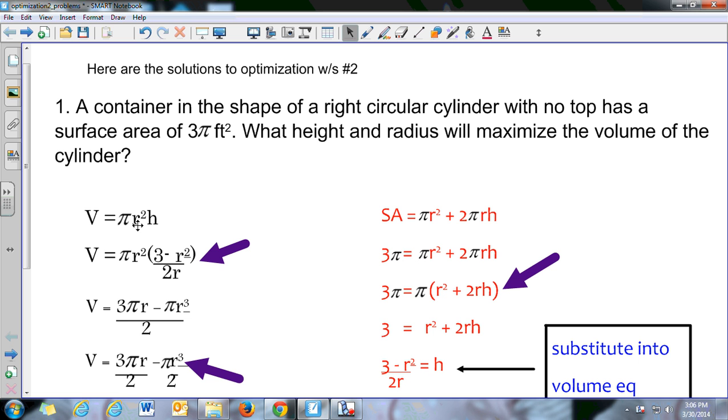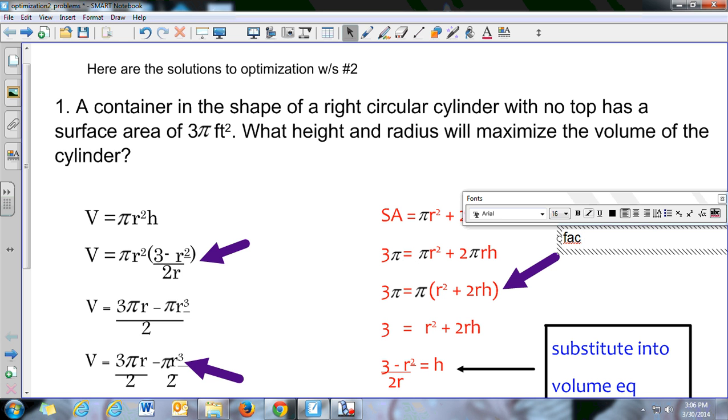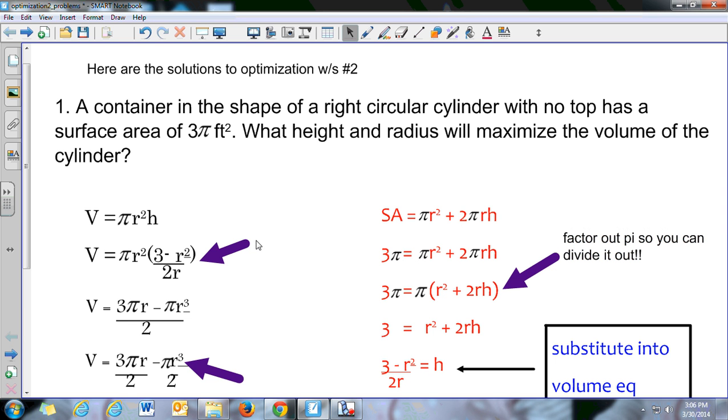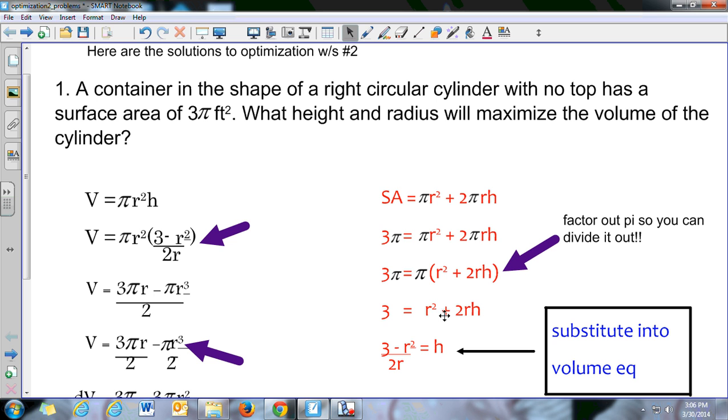Trying to maximize the volume, use your surface area formula to get your volume formula into one variable. Here you can see in solving for h that since we have pi here and pi here, we can factor pi out and then eventually divide it out so that it's not going to bother us in terms of solving anything.